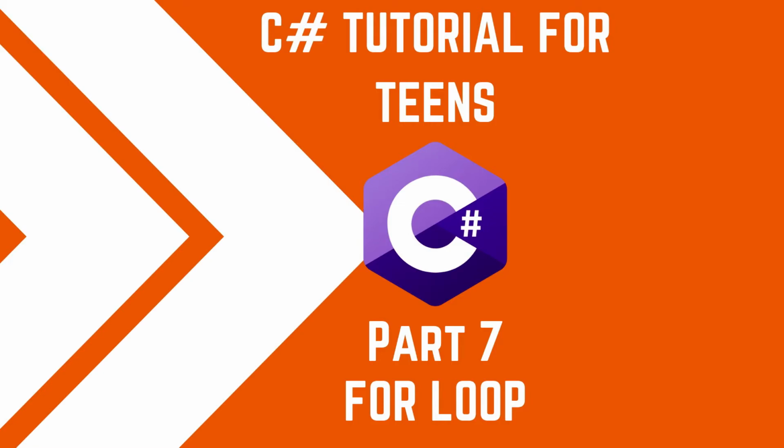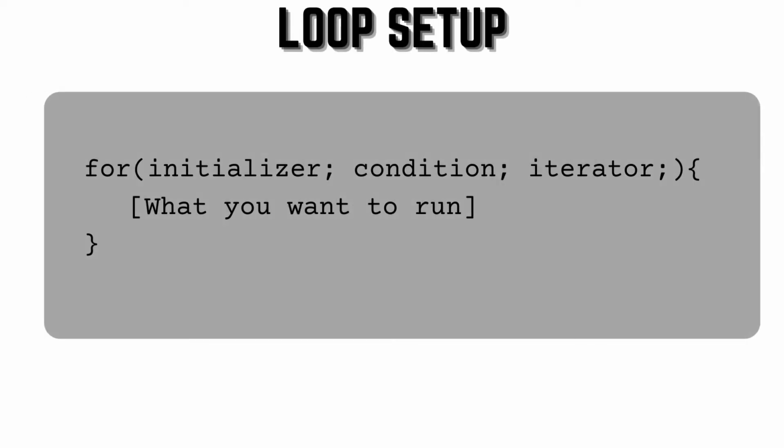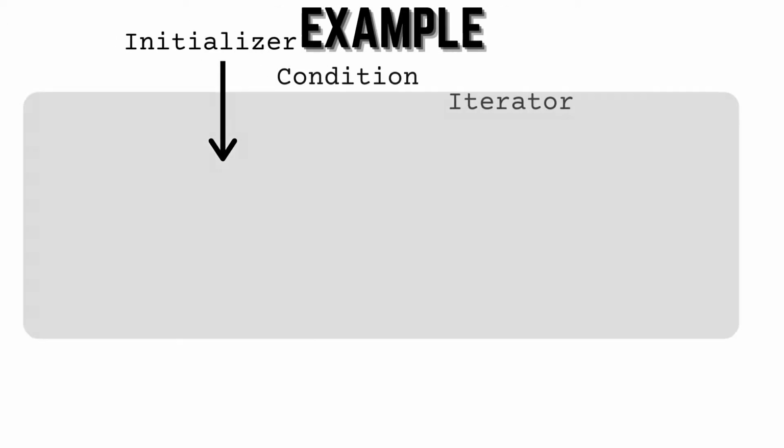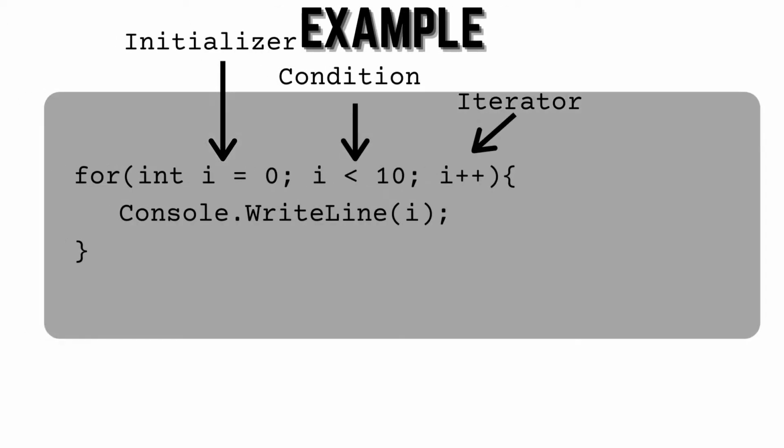In this part, we will be learning about for loops. A for loop in C# is a loop that runs until a condition is false. The basic setup for a for loop looks like this. First, we have the initializer. The initializer is where we set up a variable that can only be used by the for loop.